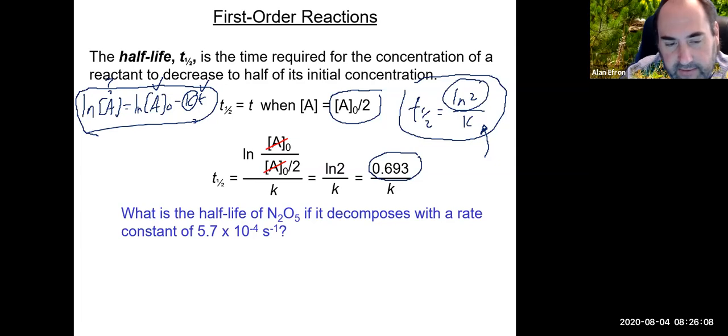So why don't you try this one here? What is the half-life of N2O5 if it decomposes with a rate constant of 5.7 times 10 to the minus 4?